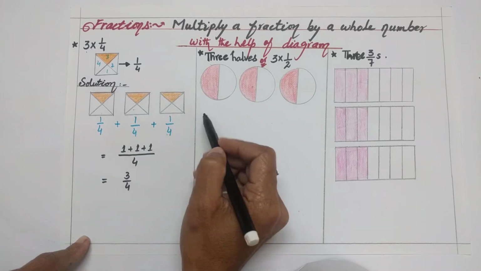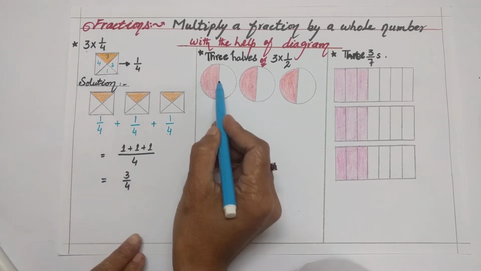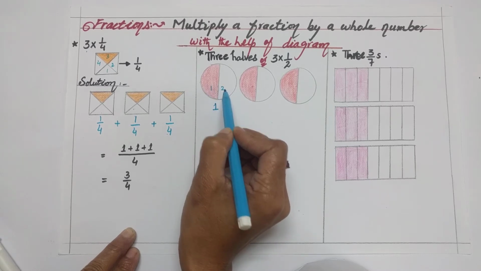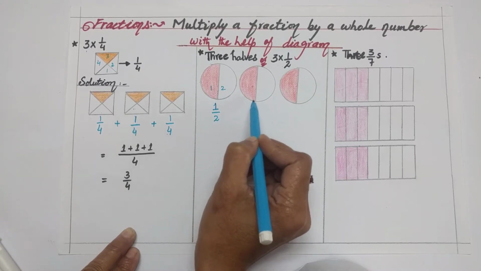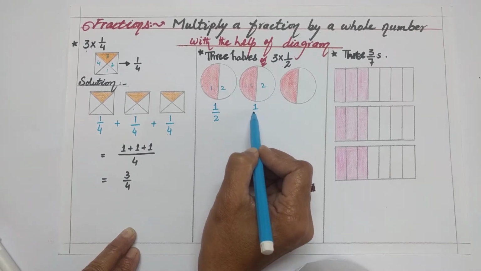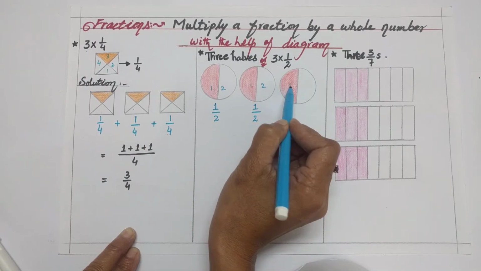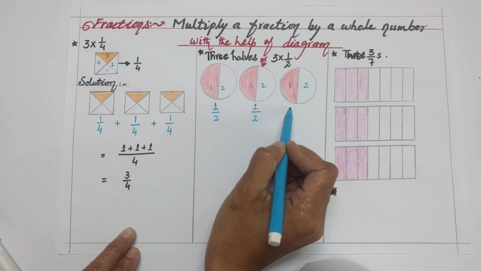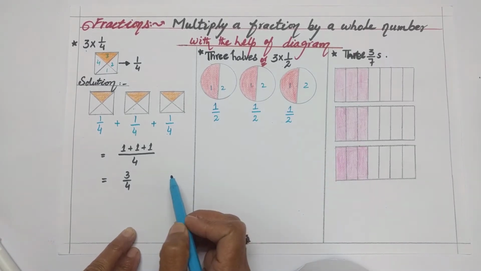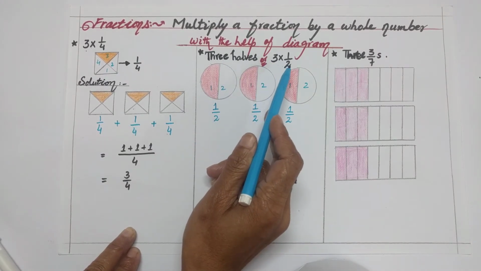Let's start the solution. So according to the diagram we have one shaded part and total parts are 2. So 1 by 2. In this diagram we have 2 total parts, so one part is shaded. So 1 is the numerator, 2 is the denominator. Again in the third we have 1 numerator because one part is shaded, and 2 is the denominator because in total we have 2 parts. So 3 halves mean 3 times 1 by 2.